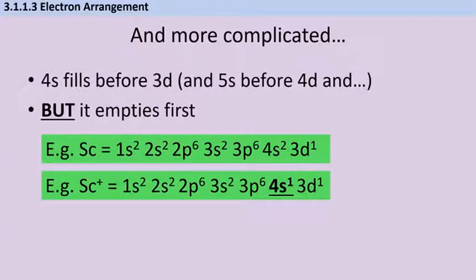Now that you've got your head around the idea that we're going to fill 4s first, there's one more thing. We fill it up first, but we also empty it first. So if we have an example like the scandium that we just saw, we fill up that 4s subshell before we get started on the 3d subshell. But then when scandium forms a single positively charged ion, we don't take out the 3d electron that we put in at the end. We take one out of the 4s subshell instead. So 4s fills first and it empties first.